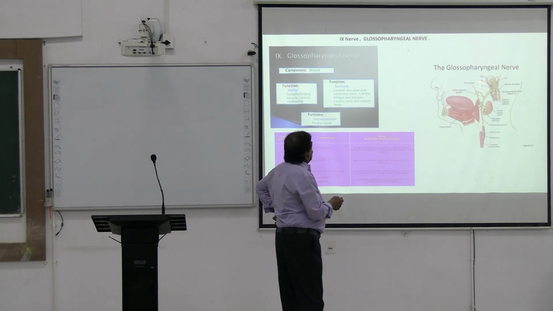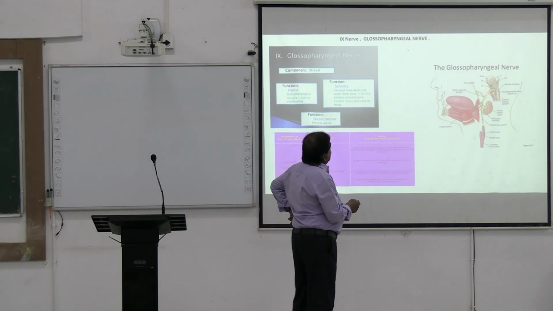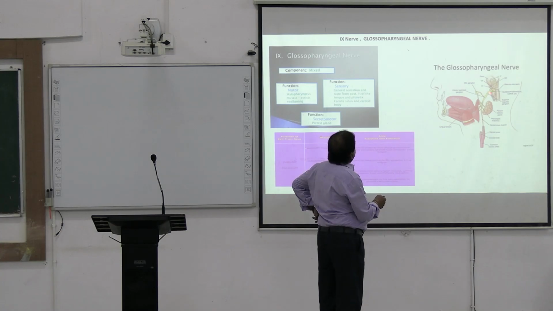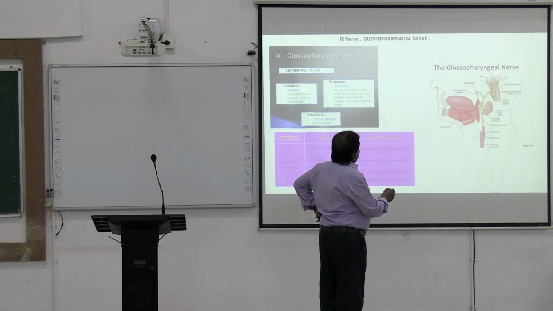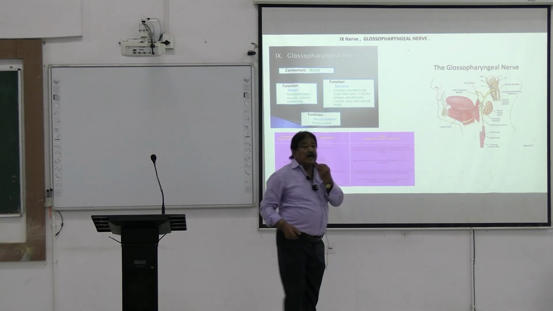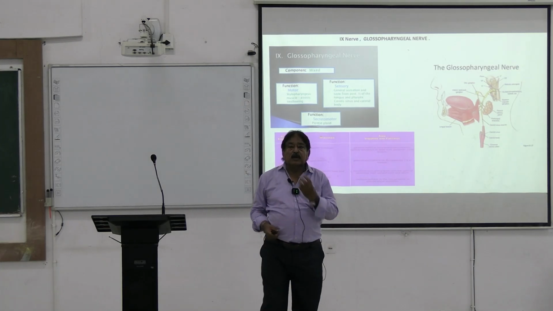Now the glossopharyngeal nerve. See, with the pharynx, this is the tongue, this is the parotid gland, this is the carotid body. Glossopharynx means tongue and pharynx: the glossopharyngeal nerve.